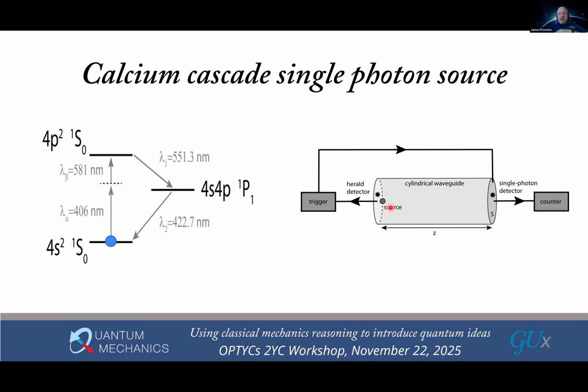So the idea is I have my source here, I detect this first photon, and then I very quickly signal for my detector to become active. And then the second photon that gets emitted, I will be able to detect it, and then I can count how many of those come out. This is the way that the original single photon experiments were done.